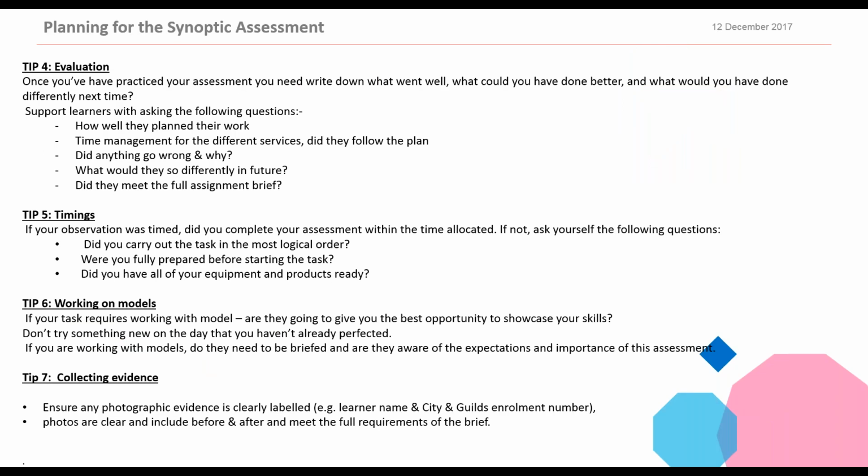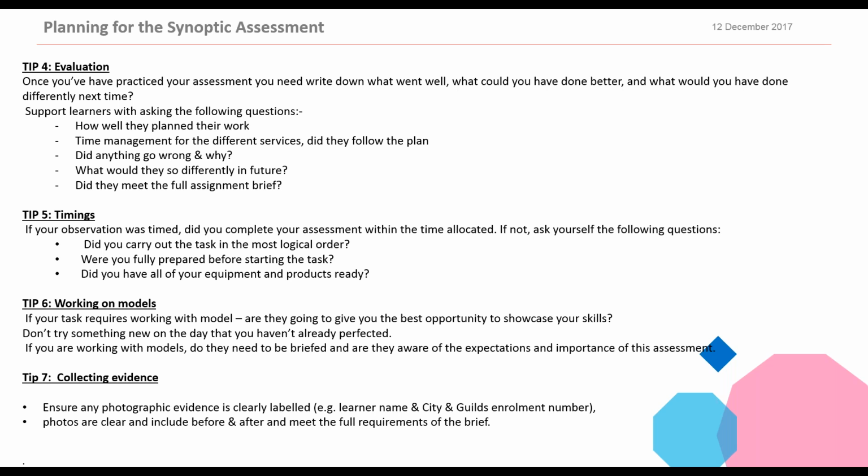Evaluation. We've given you some tips around evaluation here because it's something our learners didn't do great at last year. So giving them these questions: how well were they planned for their work? Did time management go well for the different services? Did they follow their plan? If something did go wrong, and quite often things do go wrong on the day, tell us why. You know, if the colour didn't quite come out as you planned, which happens quite a lot with colours, that's okay, that's not a problem, but tell me why and what would you do differently in the future.